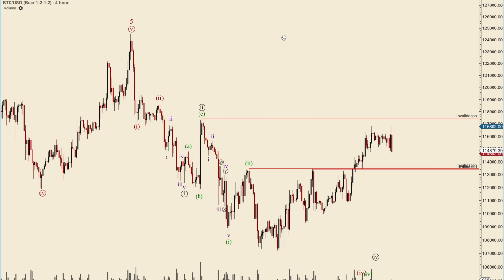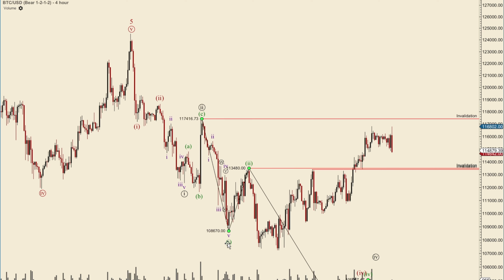Bitcoin has been moving sideways now for a while, so we're gonna check if this is a corrective or an impulsive move. So we have a few different scenarios. This is the bearish scenario, which we had in the previous Bitcoin video. Here I mentioned before that the invalidation for this 1-2-1-2 and so on is this.